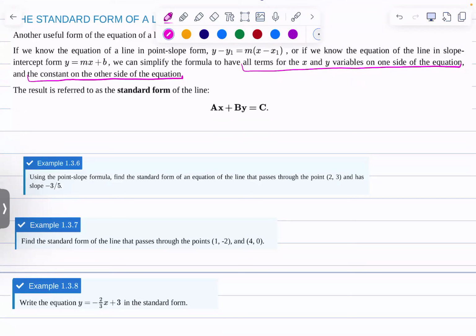I don't really remember saying it, but I'll say it now. If I have something multiplying x and y, those are called coefficients. So a is the coefficient of x, b is the coefficient of y, and c is the constant, because it doesn't have anything being multiplied by it.